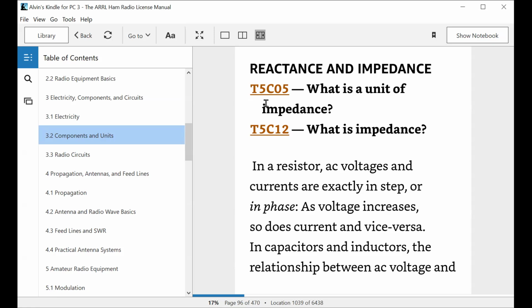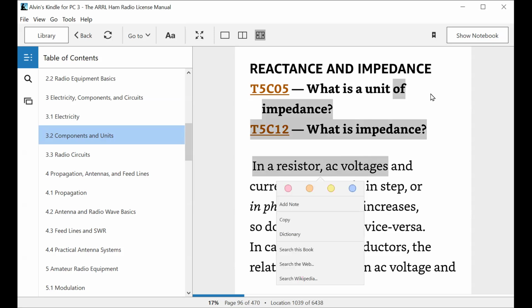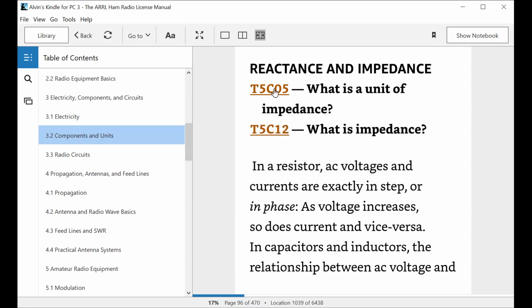However, the capacitor will resist in a negative way and the inductor will resist in a positive way. At a certain frequency, the positive resistance and the negative resistance will cancel each other out. And the combination of a capacitor and an inductor will, at that point, be seen to be in resonance.